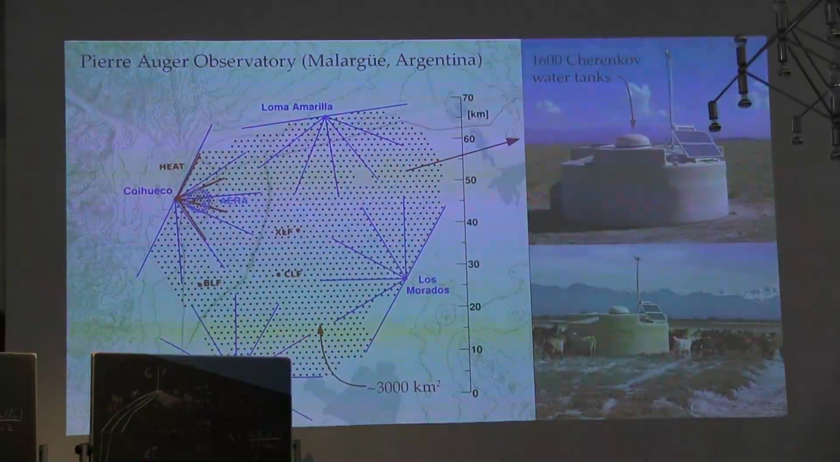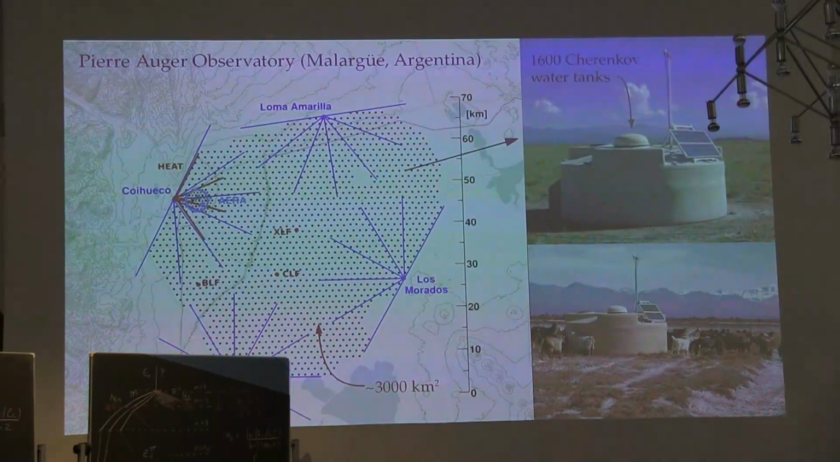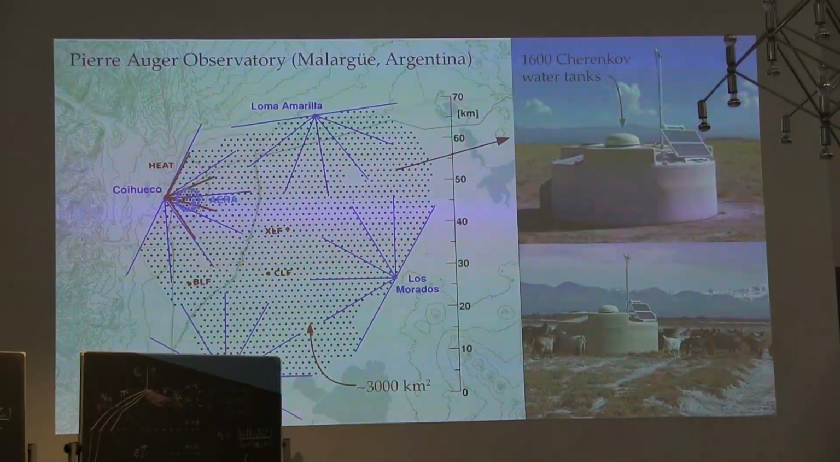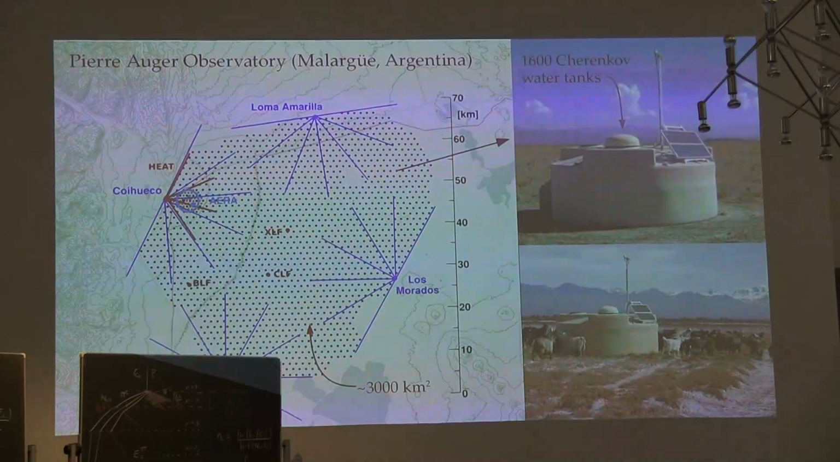So what you see there on the map on the left is the region in Malargüe, the southern part of Argentina, that contains at each position of the dot one tank like the one you see on the right, that is very well liked by the cows. They scratch themselves on the tanks. So this is a water tank, and when a muon comes in, it will create a chunk of light inside the tank, and then you can count the number of muons that reach the detector. Not just one of them.